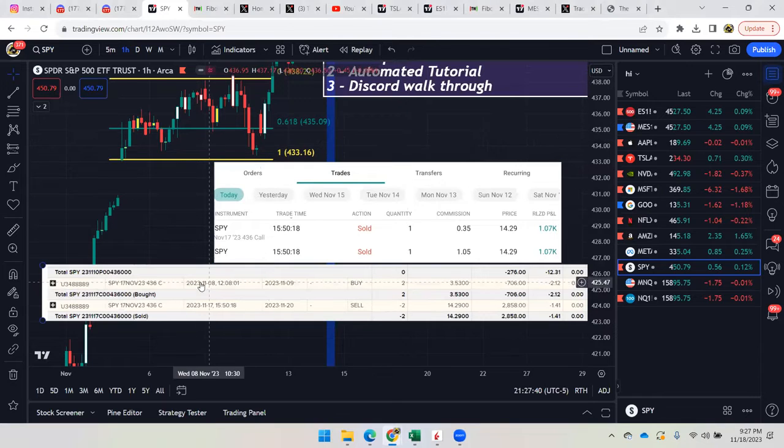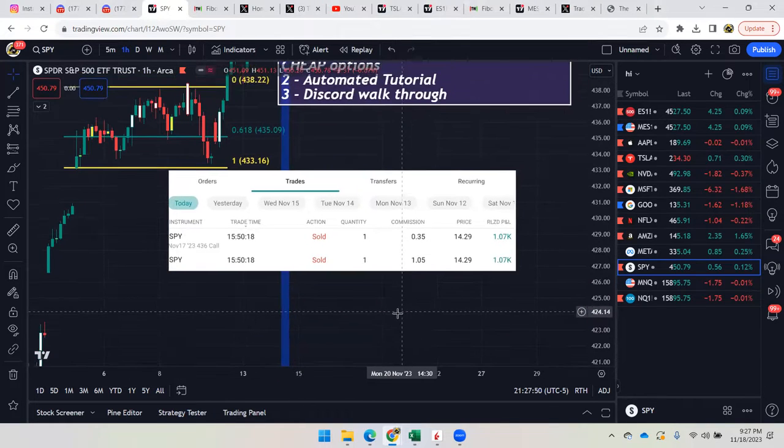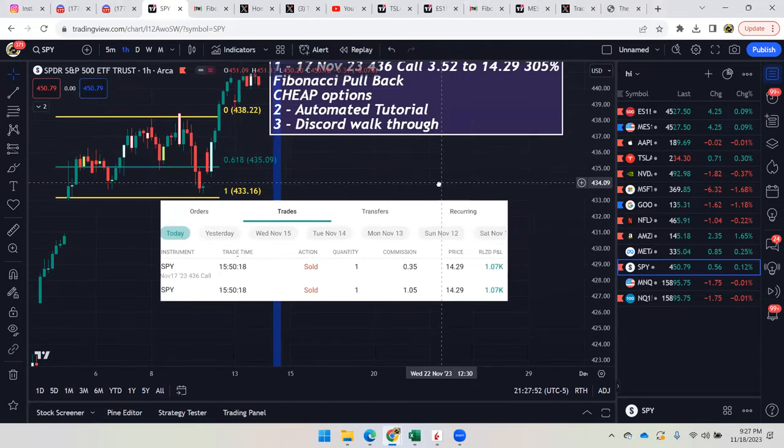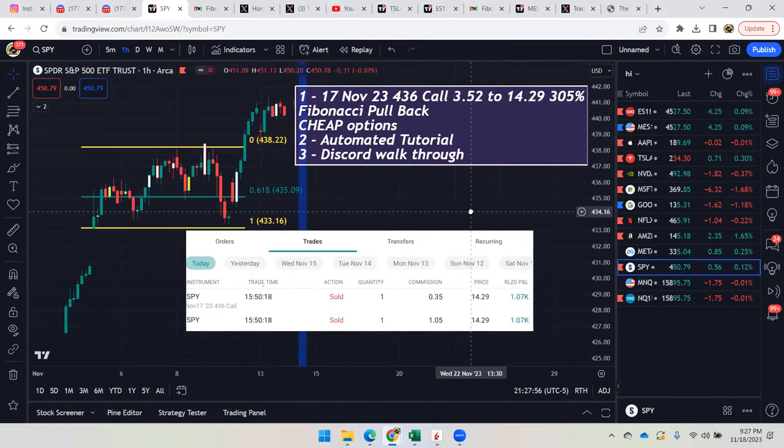So I got filled back on November 8th for two contracts at 3.53 each, and I sold it November 17th right into the close for 14.29. And each contract I sold for a profit of $1,070. A really nice trade. So first, let's talk about the strategy.